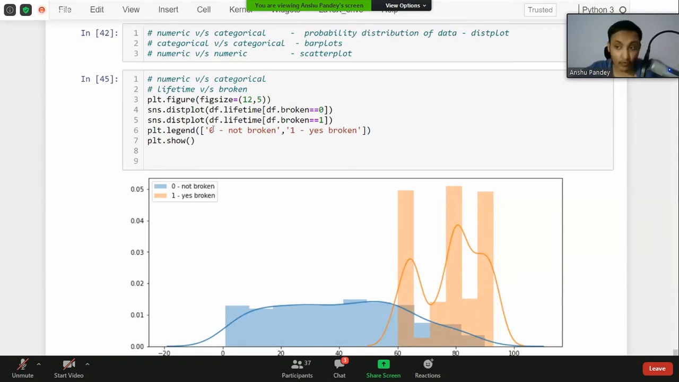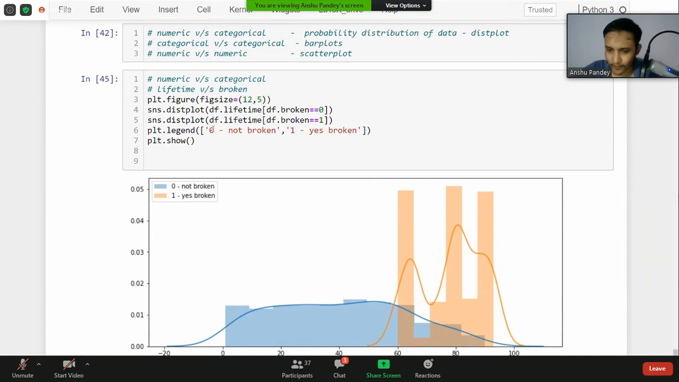The x-axis represents the lifetime of the machine. The y-axis represents the probability of each distribution. And there are two distributions here which we are comparing, the blue distribution and the red distribution. Blue is the distribution of machines which are not damaged, whereas red is the distribution of machines which are damaged. Looking at this, what kind of pattern do you think is present here?